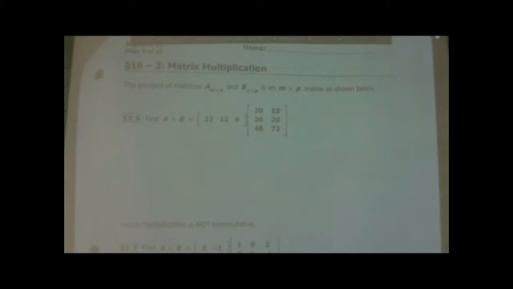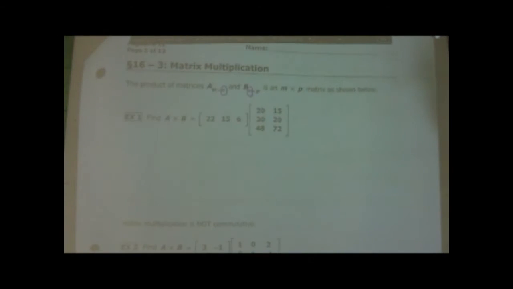So today we're going to talk about matrix multiplication, and that is multiplying one matrix times another matrix. Now, you cannot always multiply matrices. They have to meet certain minimum requirements in order to be multiplied. And those minimum requirements have to do with their dimensions. You can only multiply matrices of certain dimensions. So here's the dimensions that you can multiply.